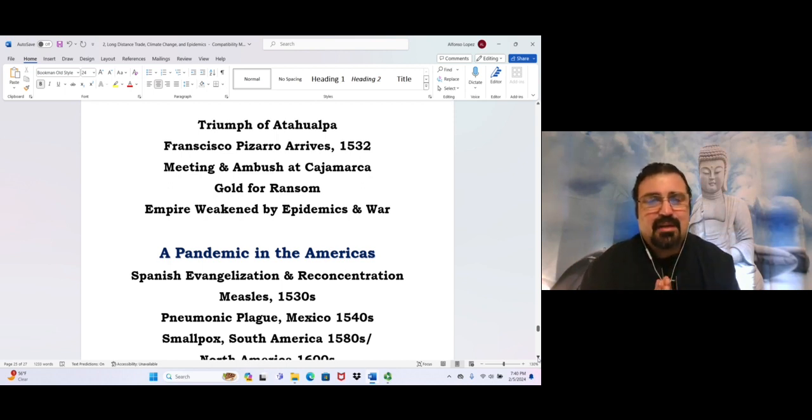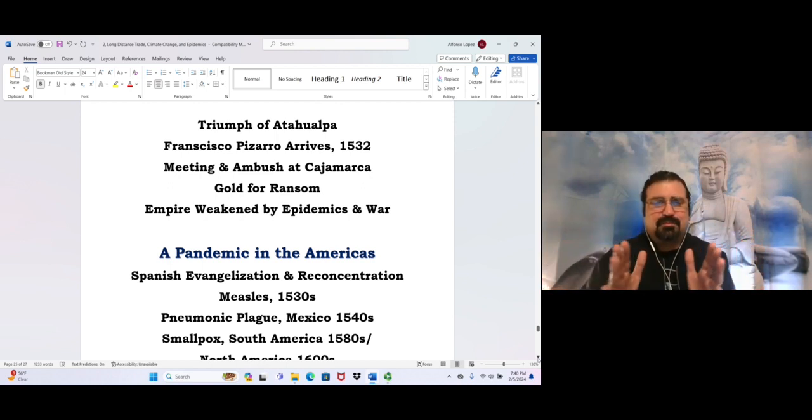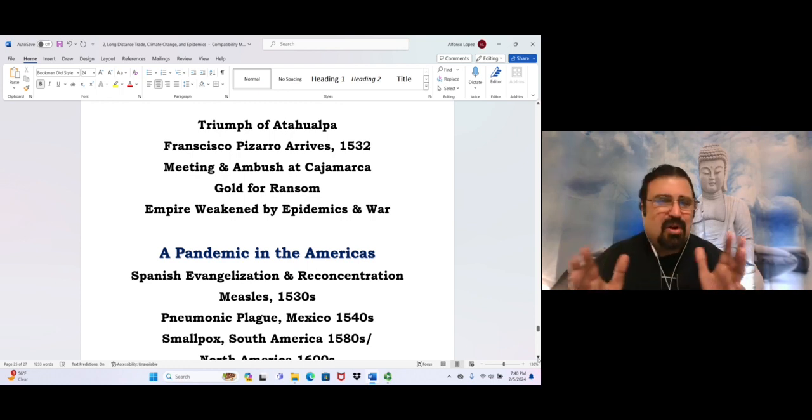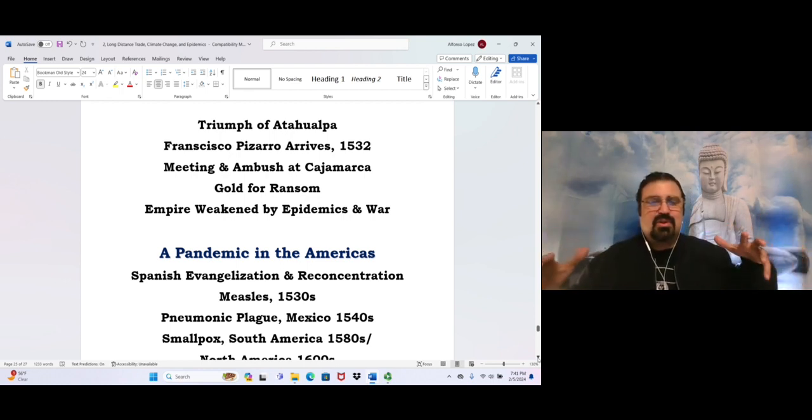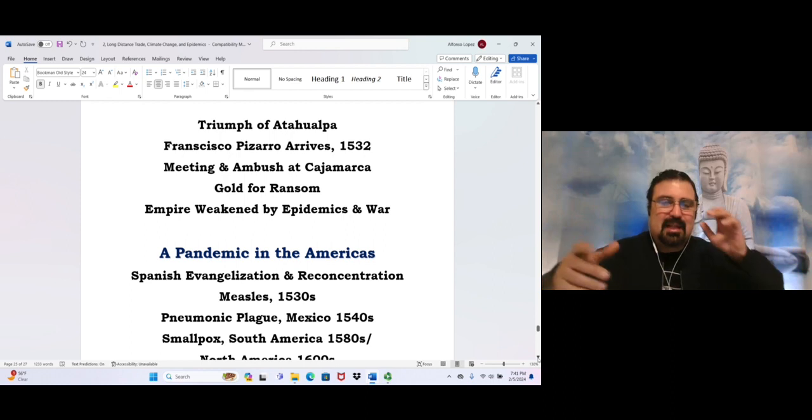And just at the time that he is declared the emperor of the Inca Empire, Francisco Pizarro, the conquistador, shows up in 1532 with a small band of soldiers, about 400 of them or so. They meet with Atahualpa in the town of Cajamarca in the northern part of the Inca Empire. They have dinner. But at the end of the event, there was an ambush. Atahualpa and his followers are ambushed by the Spanish soldiers, and they arrest Atahualpa.